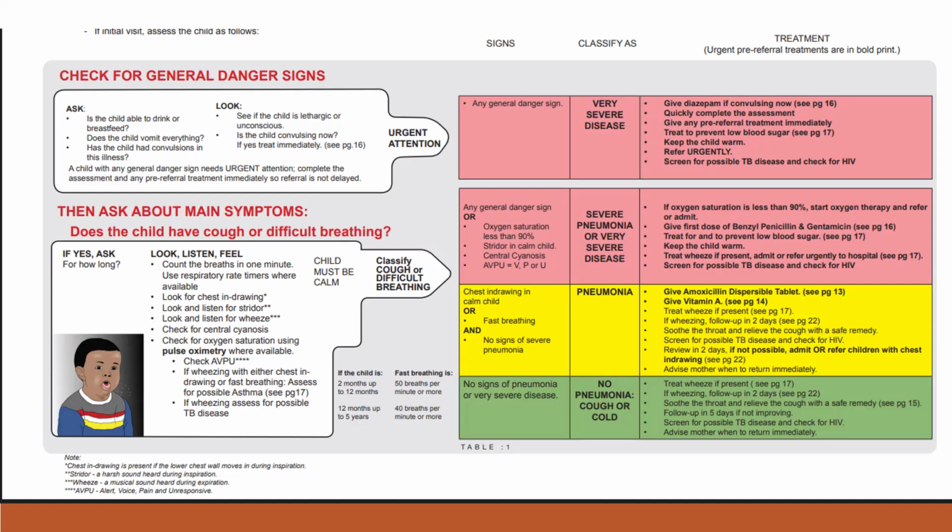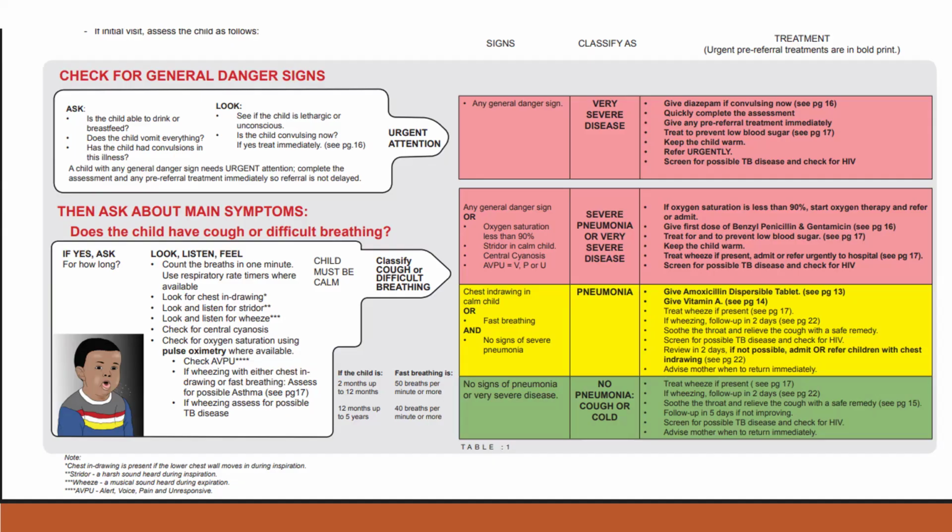So after all of this, then classify the child into the next three categories, which show severe pneumonia or very severe disease. And then the yellow portion is showing the child with pneumonia, in which the patient will have chest indrawing in a calm child, or fast breathing. And in the green portion, it shows that there are no signs of severe pneumonia or severe disease. So it will be no pneumonia, that will be a simple cough or cold. So treat the child accordingly, the plan given in the same schedule of IMNCI.